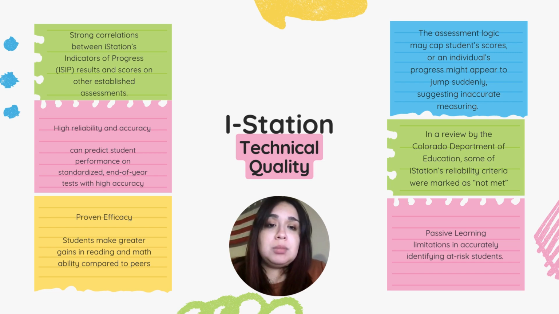There is some concern due to a review by the Colorado Department of Education. Some of iStation's reliability criteria were marked as unmet, such as concerns over passive learning and limitations in accurately identifying at risk students. There are also some situations where an individual's progress might appear to suddenly jump, which indicates inaccurate measuring.